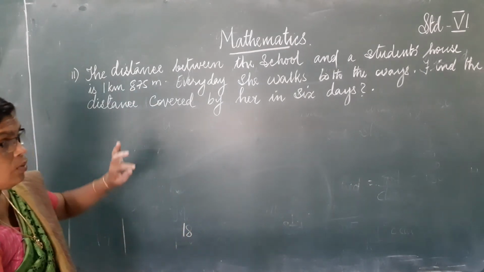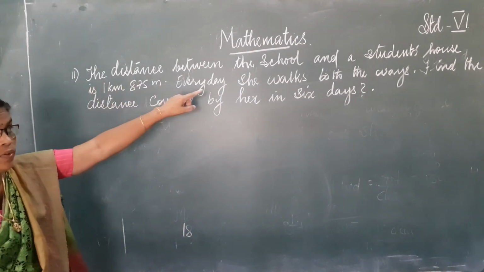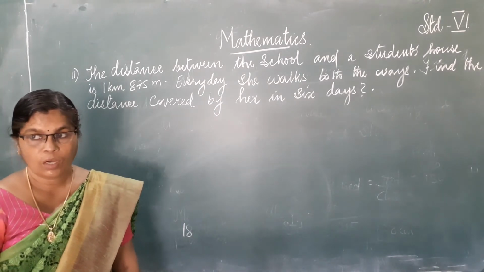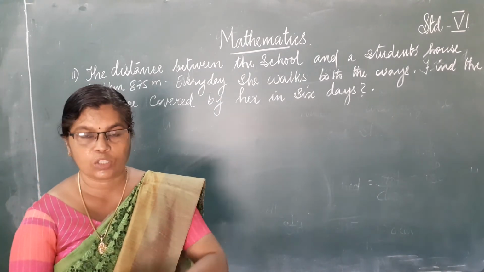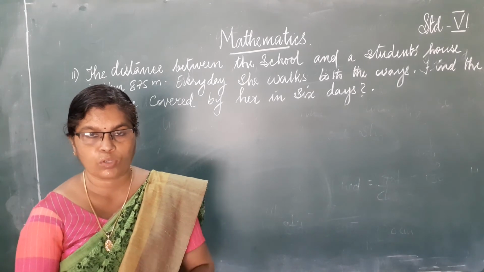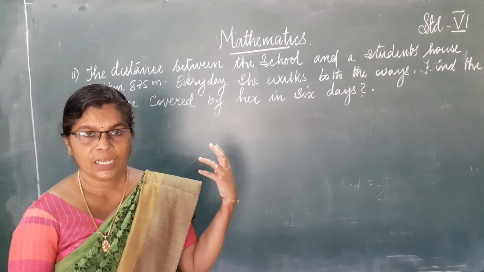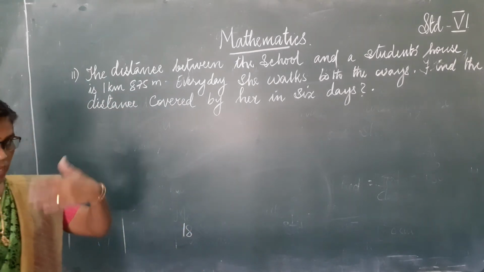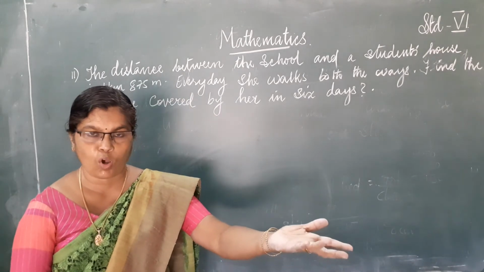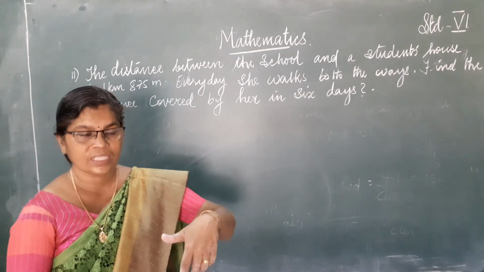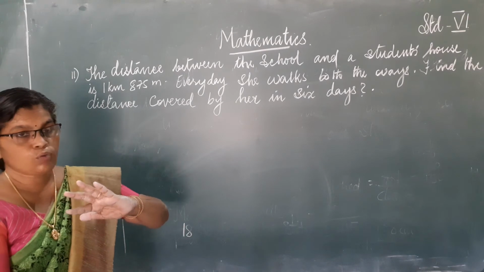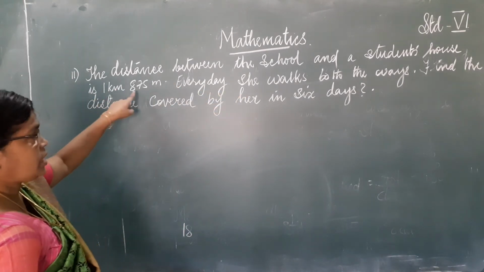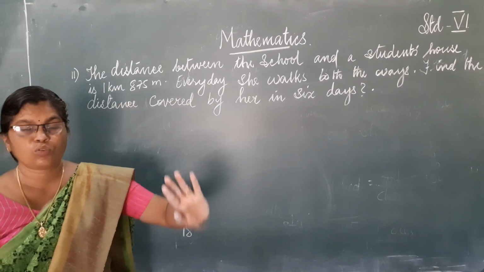See children, what is the question? The distance between the school and a student's house. One student, like you are coming from your house to your school. Here the distance you know. Similarly, this girl is walking to the school. Every day she is walking, coming and going. What is the distance between her house and the school? That is 1 kilometer 875 meter, nearly 2 kilometer.